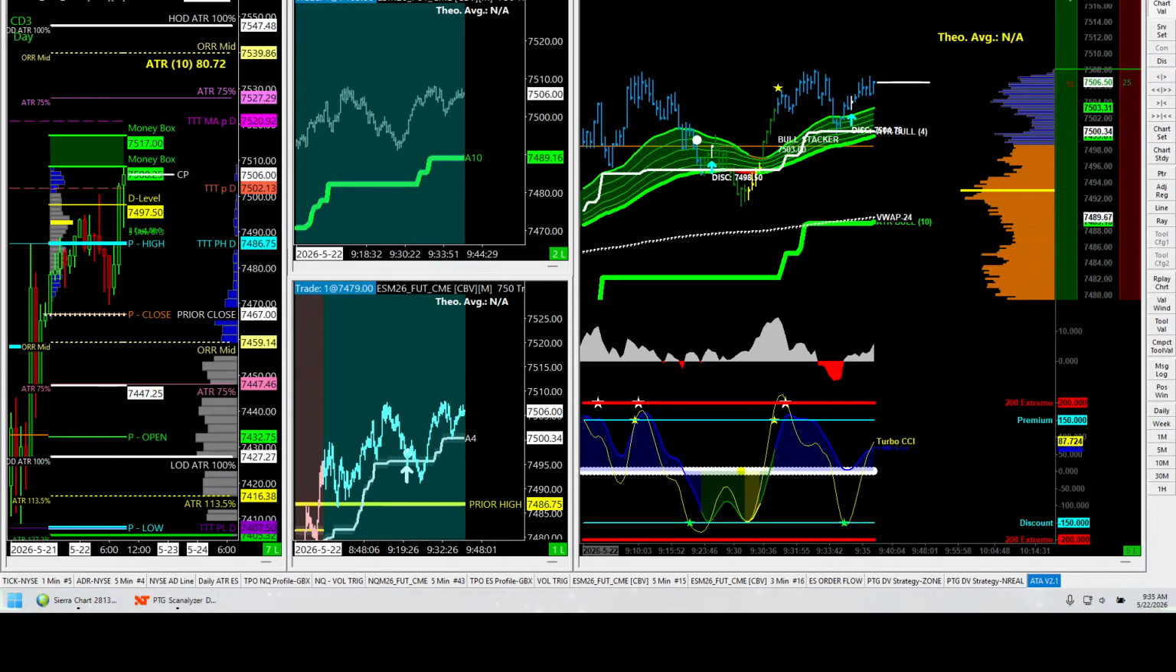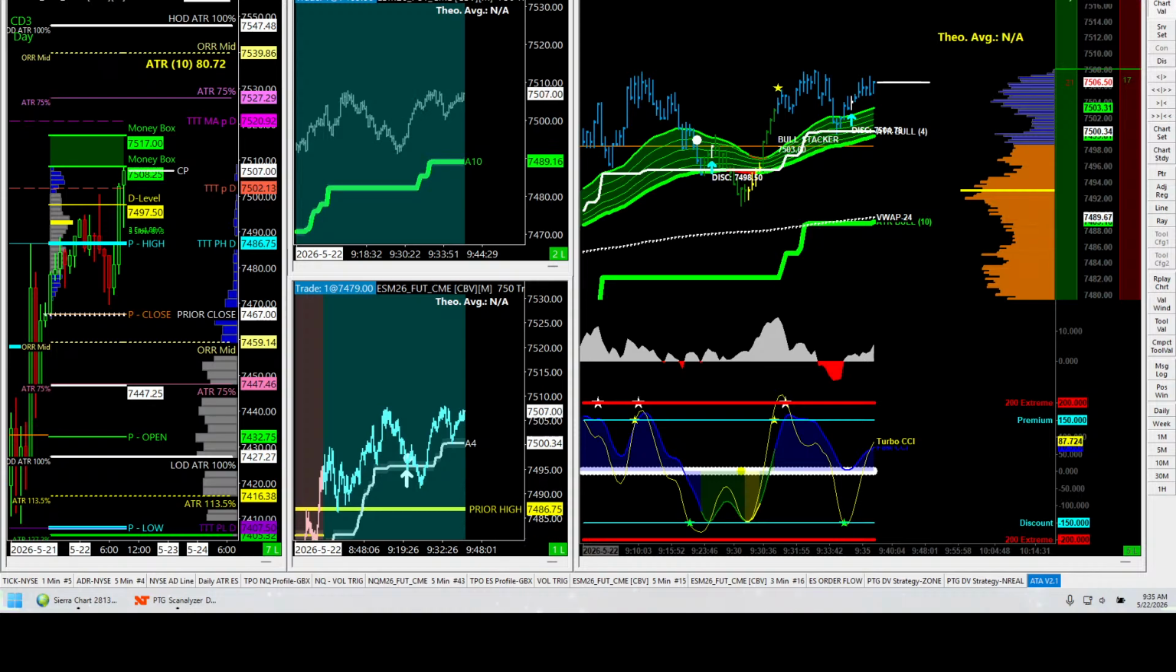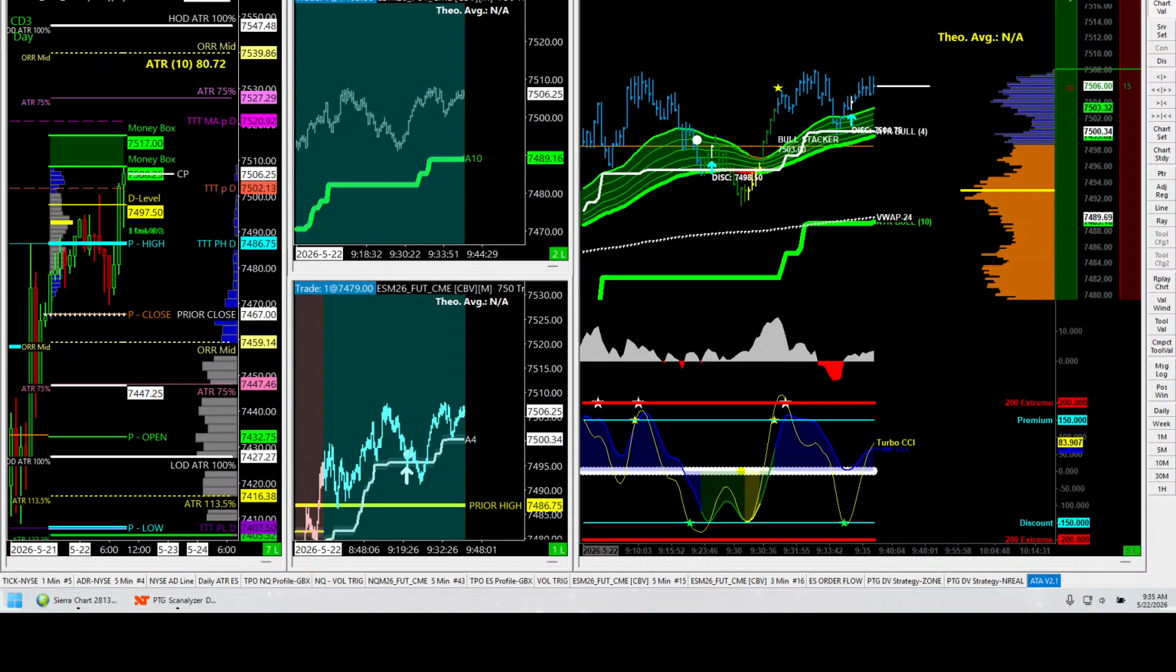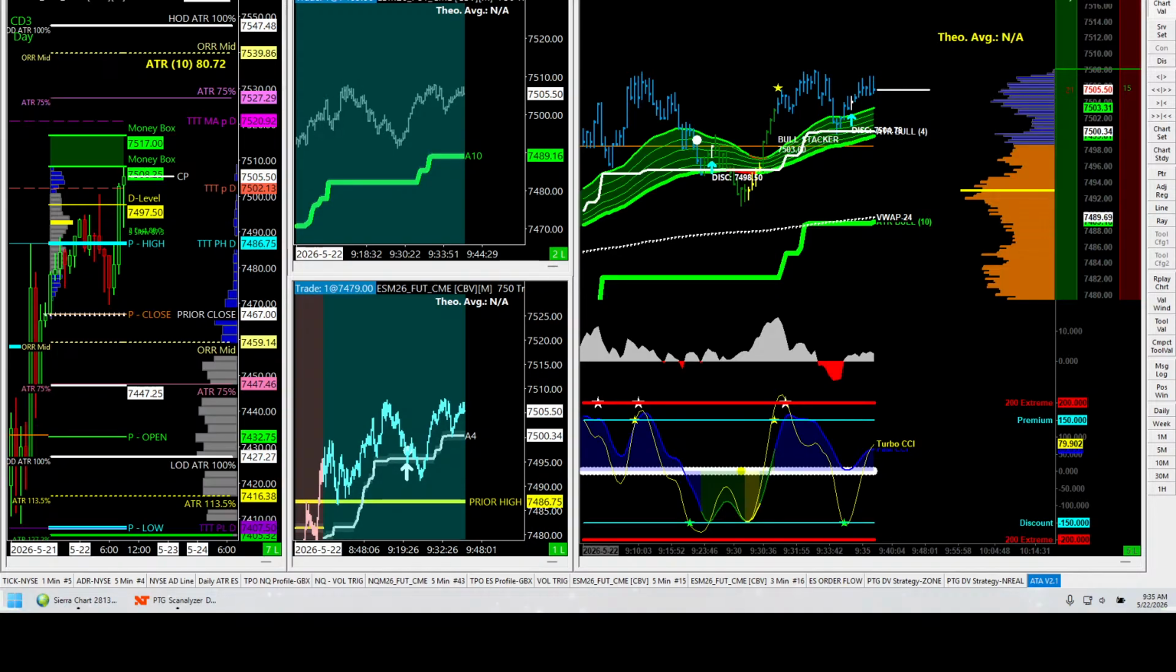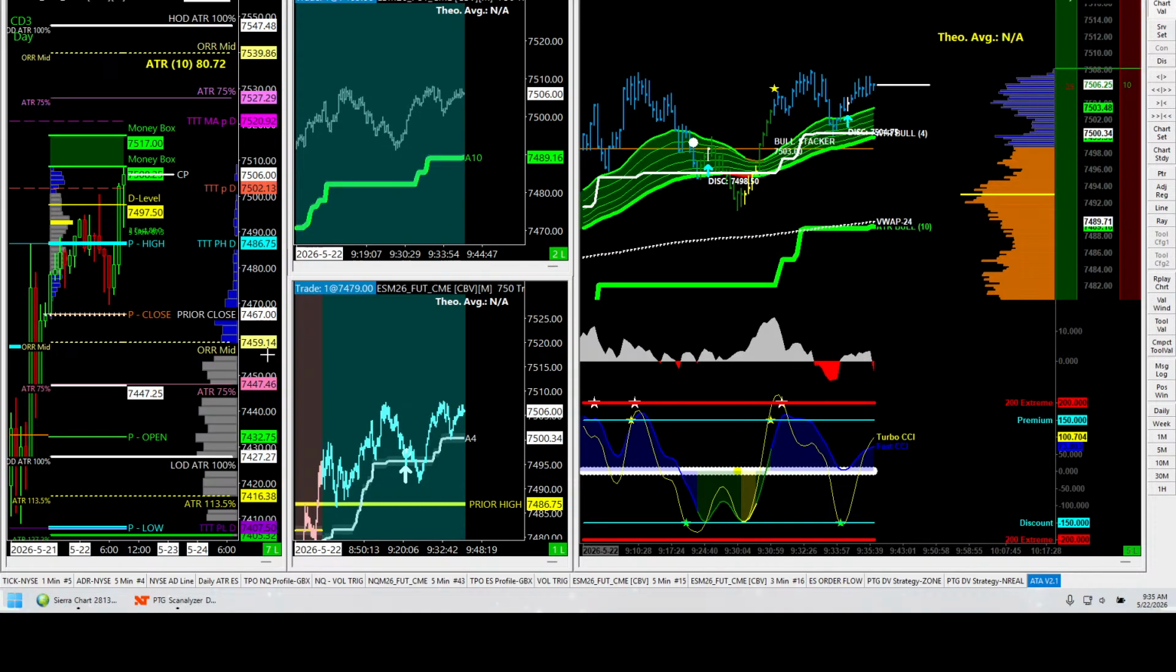All right, so again, just leaning to the long side early, waiting for some sort of a pullback. If this area does reject, again, we're in the D-level money box zone, so if it does reject, those are in play.